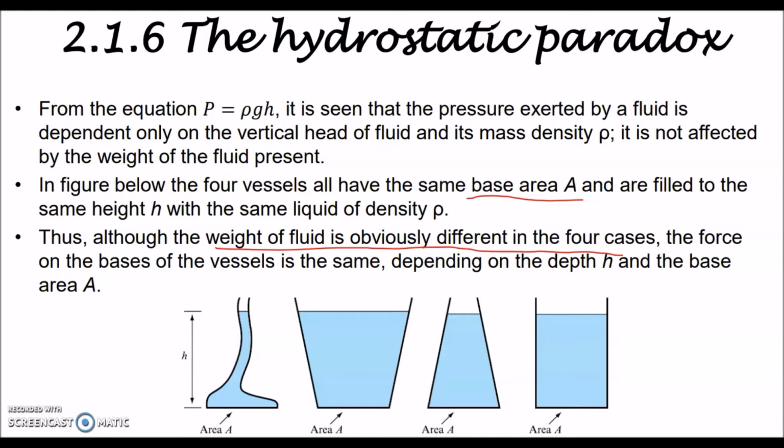Two factors influence the hydrostatic paradox: the base area and the vertical head. I already mentioned previously that the head must be calculated via vertical height, even though the surface is inclined. We still consider the head as the vertical height.